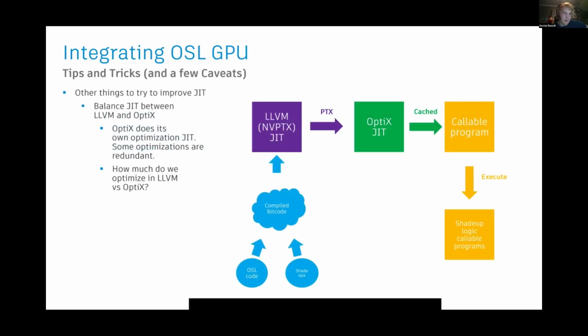Other things we can look at improving: there's some balance to investigate between LLVM and OptiX, because OptiX is also JIT compiling the code. There's some argument that we don't need to JIT compile it in LLVM because some of these optimizations might be redundant and redone. However, if you don't do any optimization in LLVM, then you're not doing any dead code elimination, and you're just giving OptiX heaps and heaps of PTX, which it just has to deal with, which would also be a bottleneck eventually.